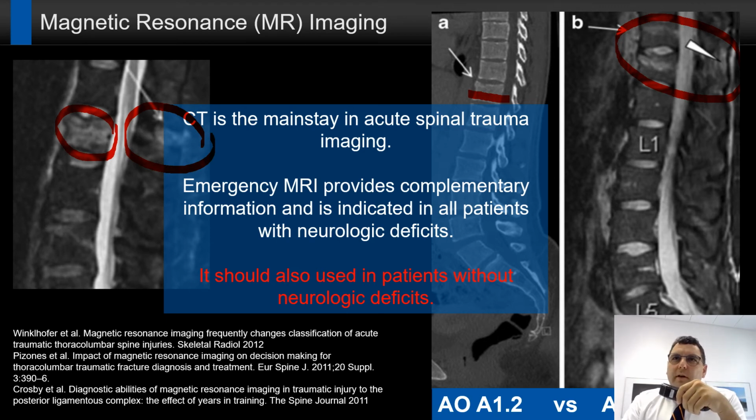The current conclusion from the literature is that CT is of course the mainstay in acute spinal trauma imaging. However, emergency MRI provides complementary information and is indicated in all patients with neurologic deficits. It should also be used in patients without neurologic deficits.